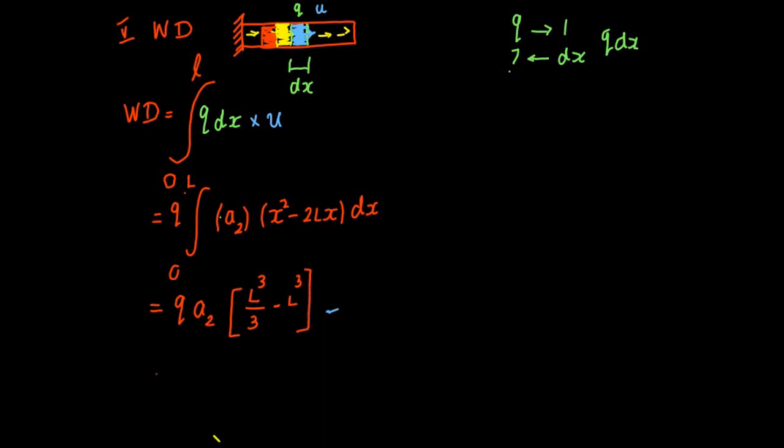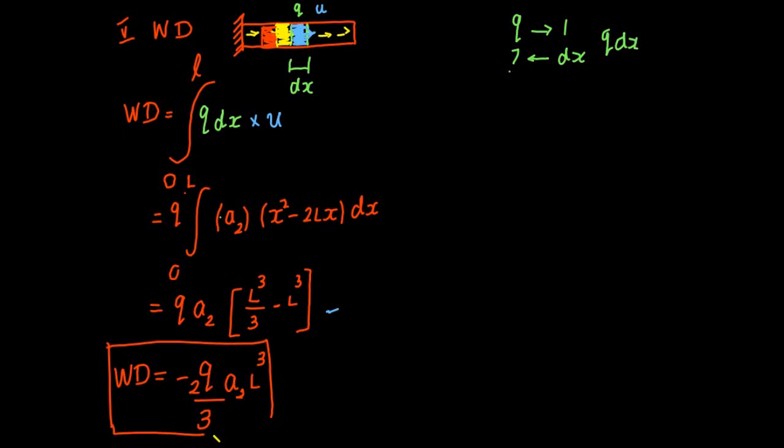So in the next step, it's going to be minus Q by 3 into A2. So it's going to be minus 2 by 3 into Q into A2 into L cube. So that's the expression for our work done. You may want to double check this and see how I get the expression for work done. You take the LCM, it's going to be minus 2L cube by 3 into Q into A2. Fine. That is step number 5.